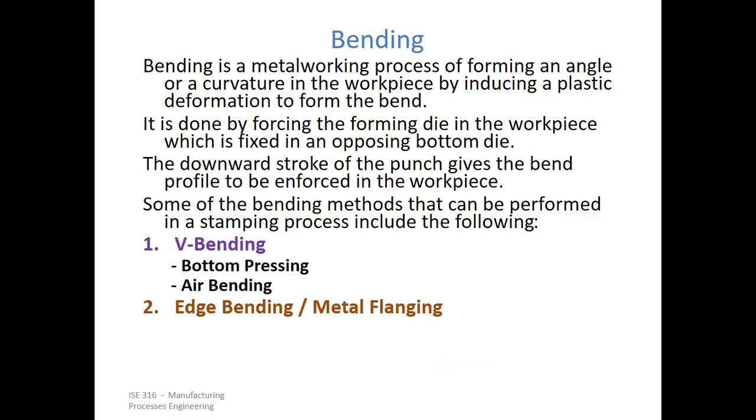Bending is a metalworking process of forming an angle or a curvature in the workpiece by inducing a plastic deformation to form the bend. That's the comprehensive definition we can form. It is done by forcing the forming die into the workpiece, which is fixed on an opposing bottom die. The forming die, or you can call it the punch, is the proper term to use if you want to avoid confusion. Bottom die and forming die.